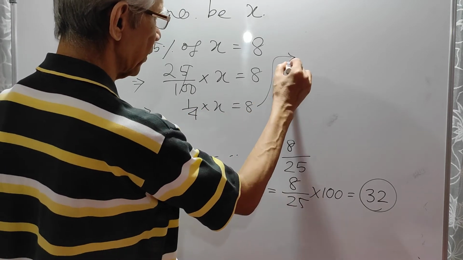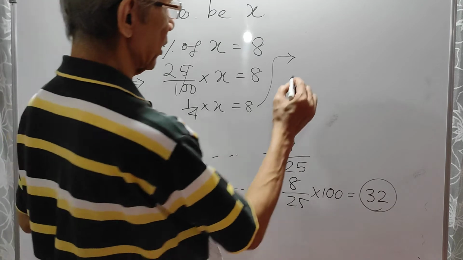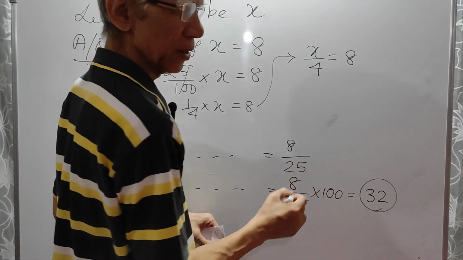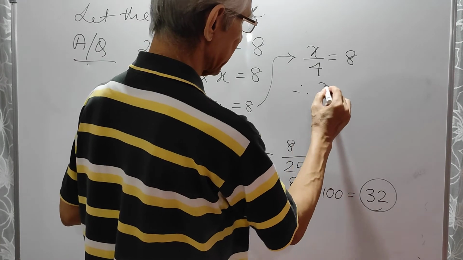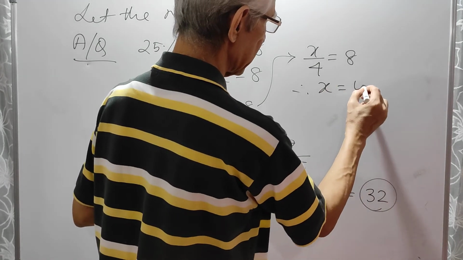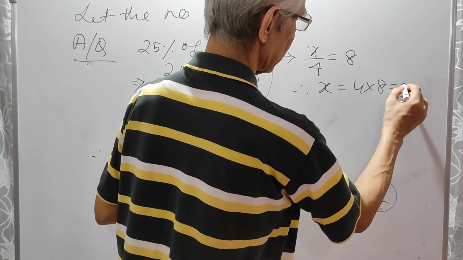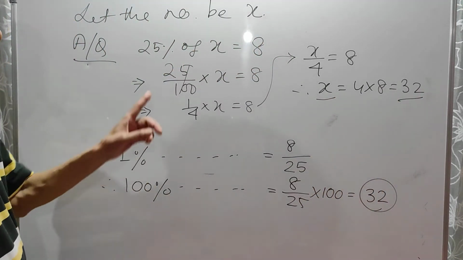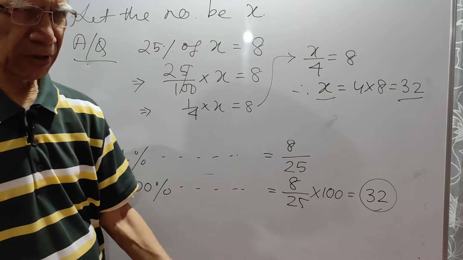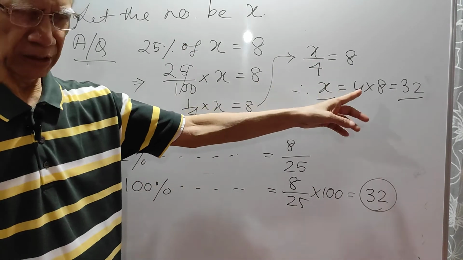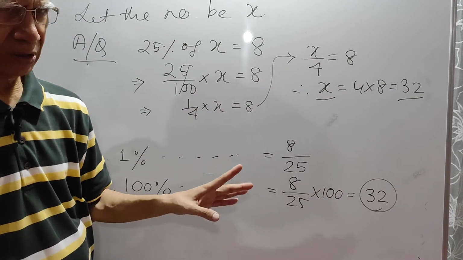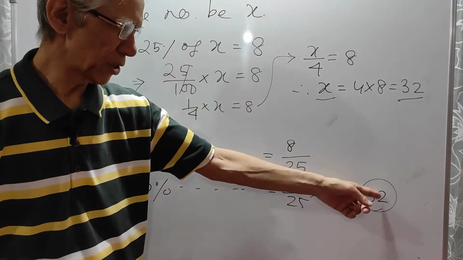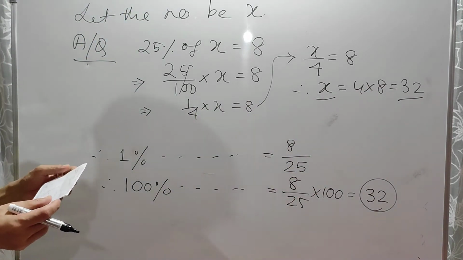Now 1 by 4 into x, that means x by 4. x by 4 equal to 8. Therefore cross multiply. Therefore x equal to 4 into 8, 32. So x is 32. So those who have learned equation are following, all right. And if you have not learned equation till now, you can do it by unitary method. So we got the same answer, 32.